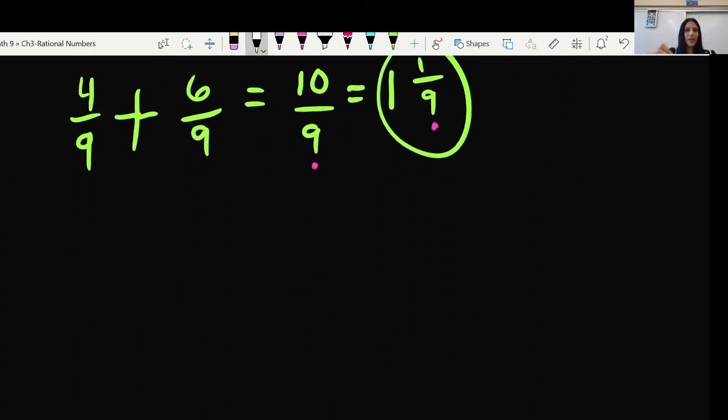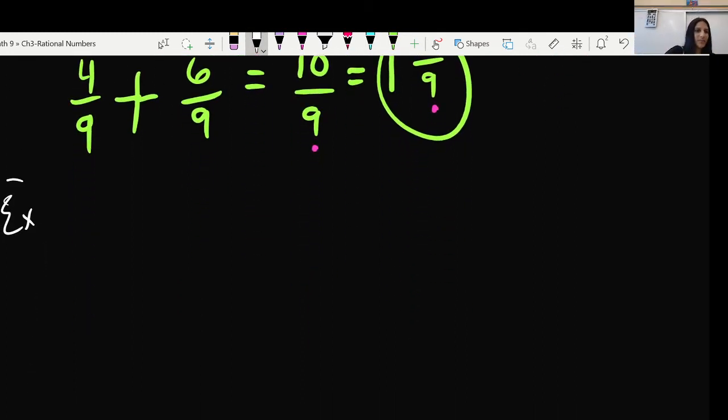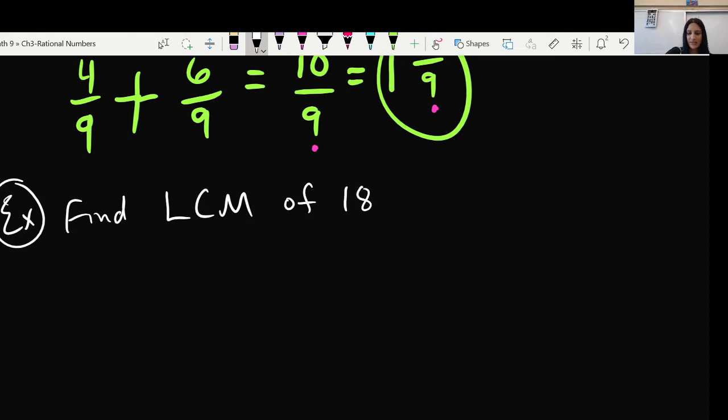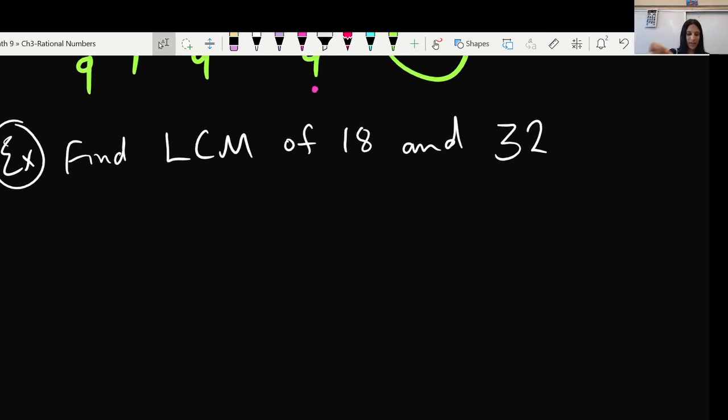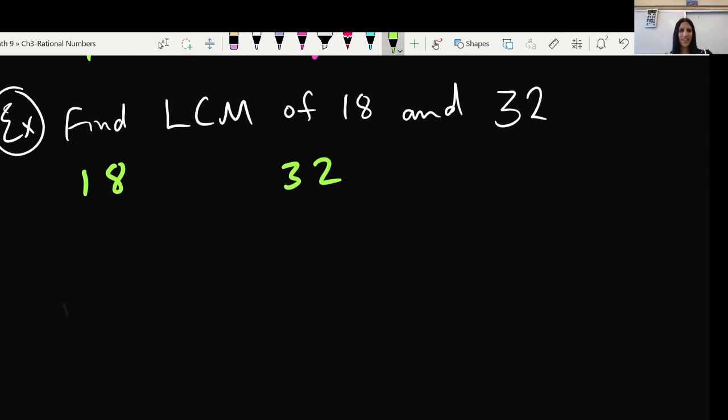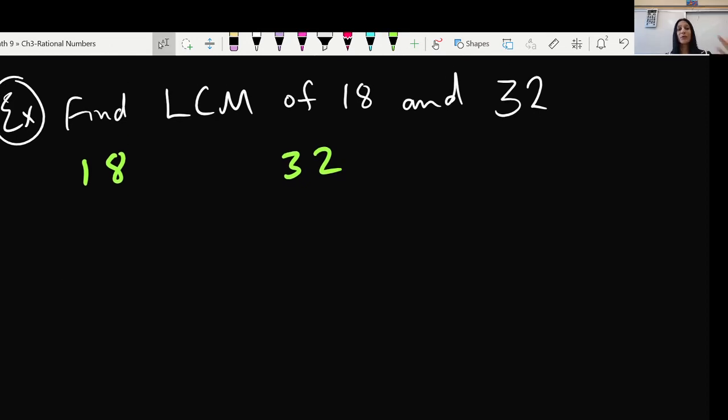Okay, moving on. We want to find the LCM of 18 and 32. Finding the LCM of 18 and 32. So let's start with something that I believe you've probably done before, and if not, don't worry about it, you're going to learn it now.